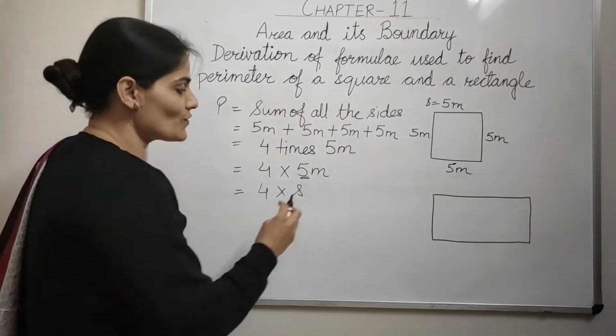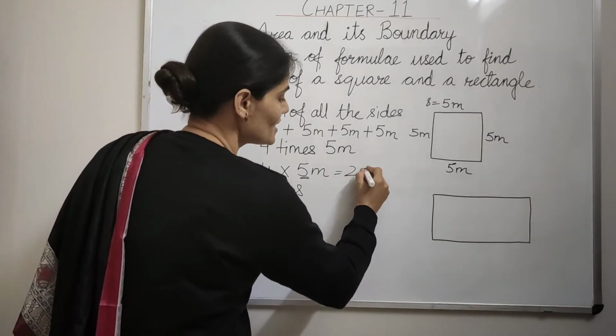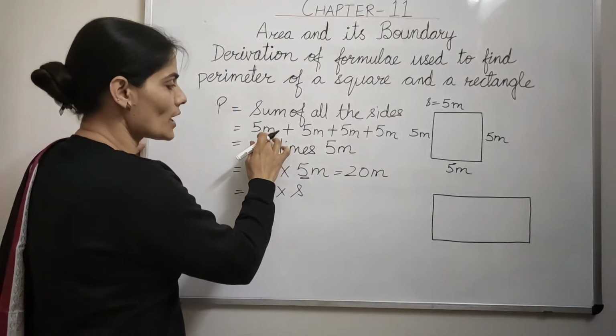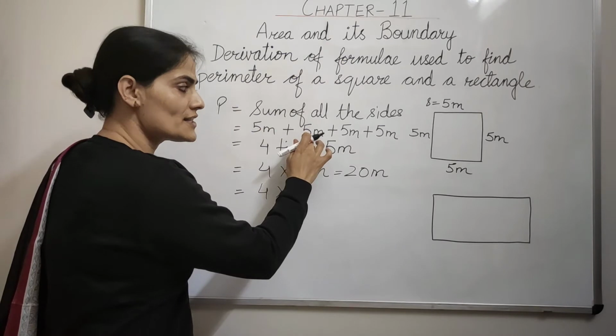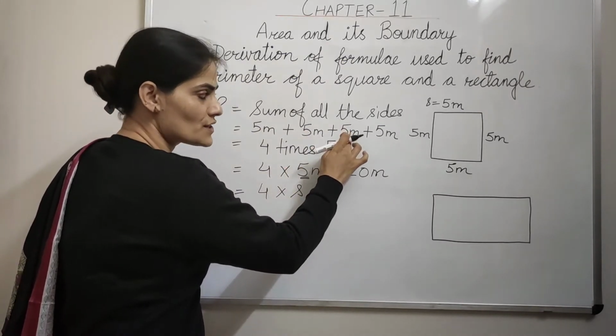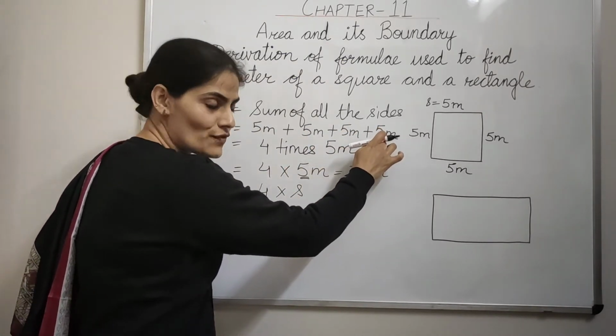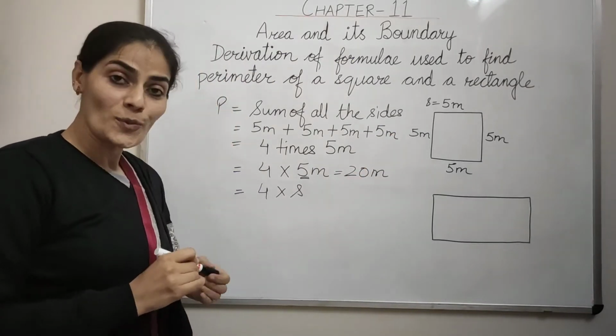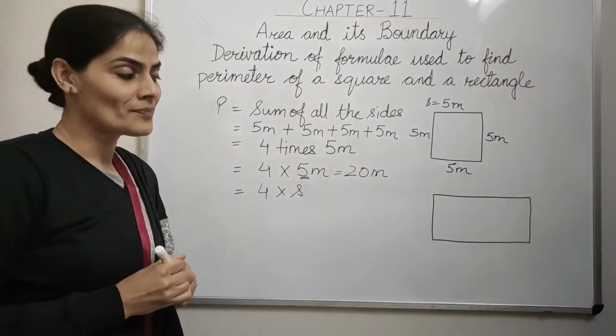So the perimeter of the square comes as 20 meters by applying the formula, and you count 5 plus 5 is 10, 10 plus 5 is 15, and 15 plus 5 also gives us 20 meters. I hope this is clear to everybody.